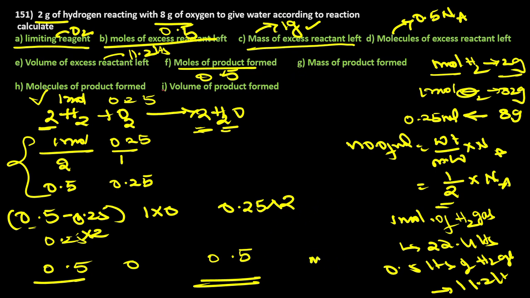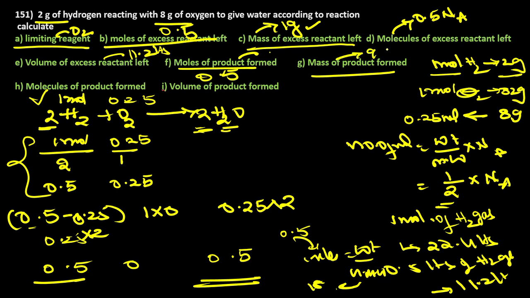The mass of the product, how do you calculate? Moles equals weight upon gram molecular weight. The moles is 0.5, the molecular weight is 18. So 0.5 into 18, it comes to 9 grams. The mass of product will be 9 grams.